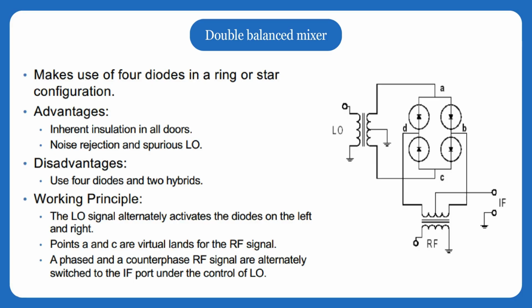This kind of mixer is called double balanced because both the RF and the LO signals are cancelled at ports where they should not appear, giving the circuit very good isolation and strong rejection of noise and spurious LO components.